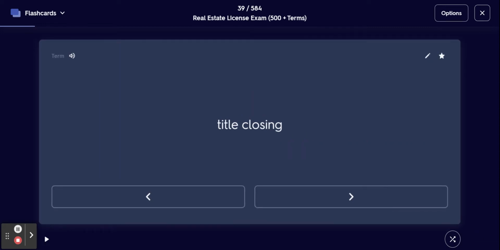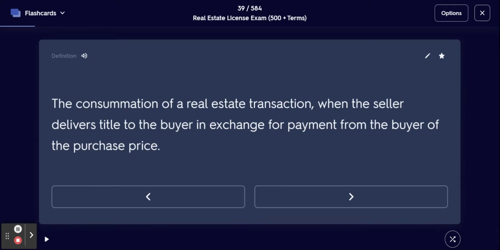Title closing. The consummation of a real estate transaction when the seller delivers title to the buyer in exchange for payment from the buyer of the purchase price.